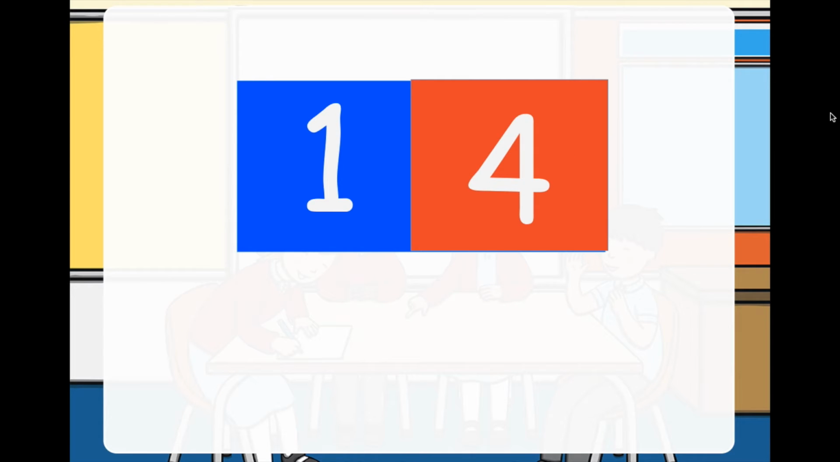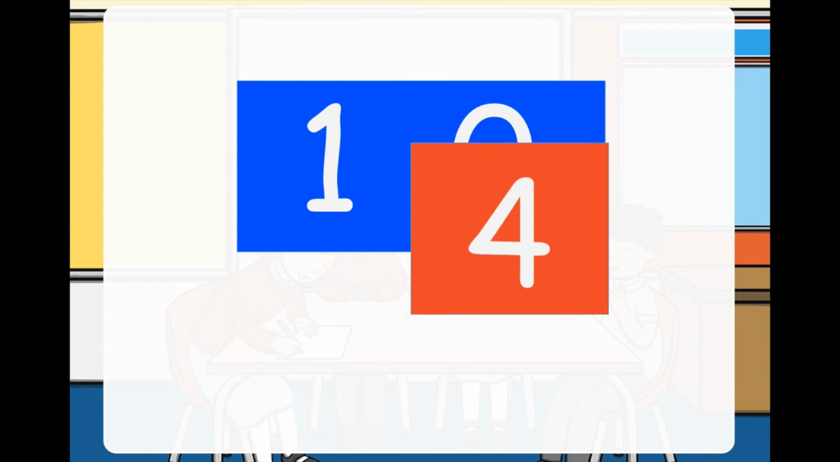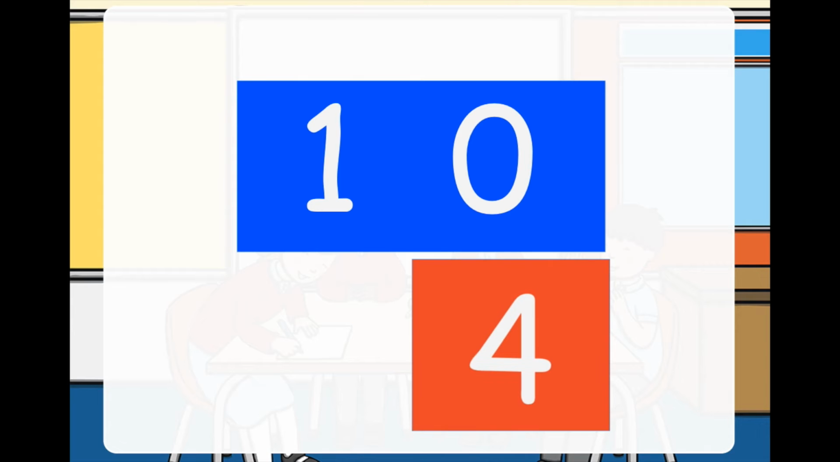Let's look at the number 14. I would like you to partition it into tens and ones. Remember, partitioning is just a fancy word for splitting up. There are 4 ones and 1 ten. Now remember that the 1 stands for one group of 10. So if we were partitioning that, it would be 10 add 4 equals 14. Well done if you got that.